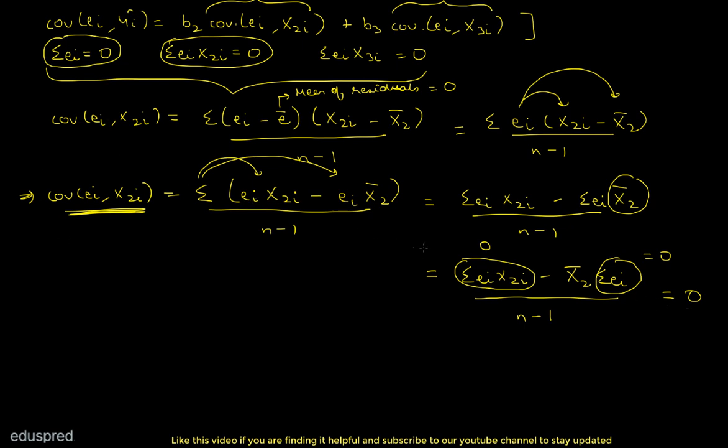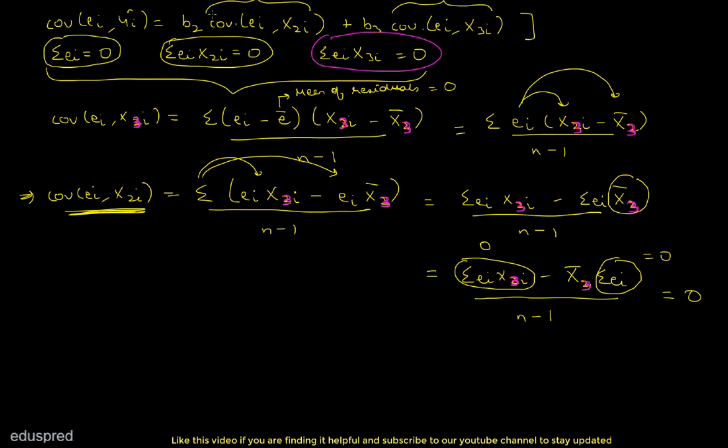Similarly, you can evaluate the covariance between ei and x3i. You will have to do the same steps that I have done over here. It's just that instead of x2i, you will have x3i everywhere. So over here you will have x3i minus x3 bar. Over here you will have x3i minus x3 bar. Over here you will have x3i. This will become x3 bar. This term will become summation of ei x3i, and this will be summation of ei x3 bar. And the final term will be summation of ei x3i minus x3 bar multiplied with summation of ei. And we know that summation of ei is 0 and summation of ei x3i is also equal to 0. So once again you will get that the covariance between ei and x3i is equal to 0.